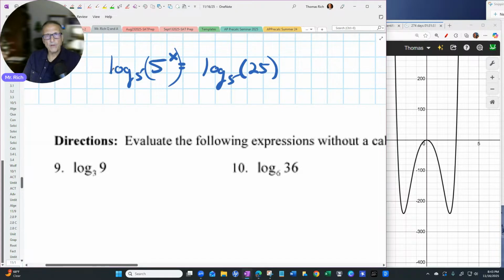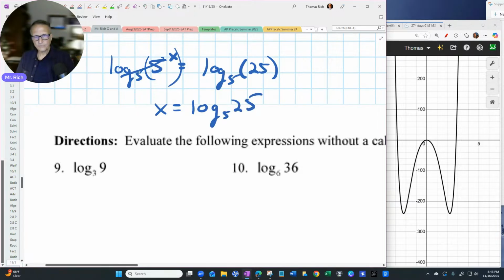So what happens when I take log base 5 of 5 to the x? Those two inverse operations, in a sense, cancel each other out, leaving me just the exponent x. And so x is log base 5 of 25. All right. And then you may say, well, okay, how am I supposed to know what that is? Well, that answer is going to be 2, but let me show you why it is 2.